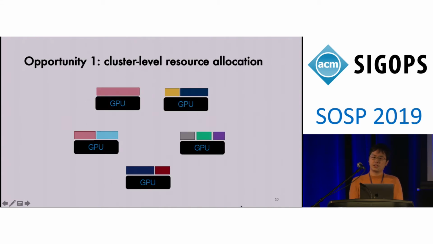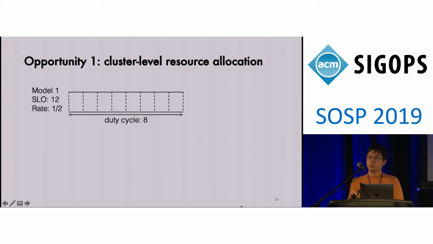So let's first look at the cluster-level resource allocation problem. Given a bunch of models with different latency SLOs, how can we schedule these on the GPU cluster in order to maximize the utilization of this cluster? Let's start from a simple example.